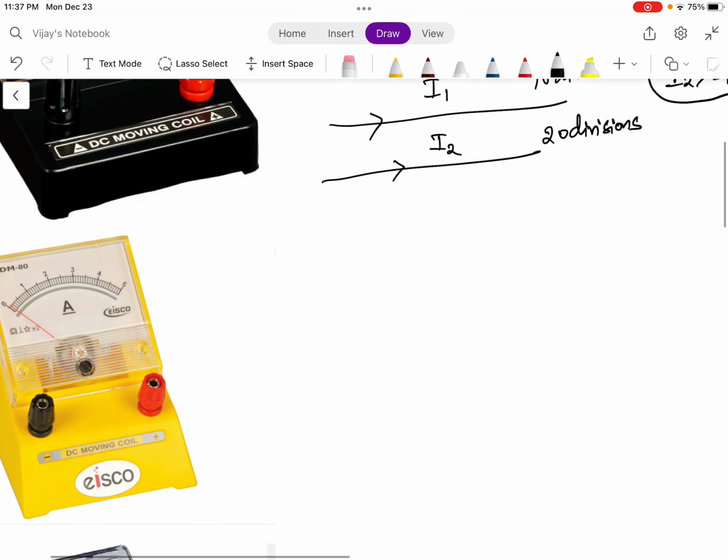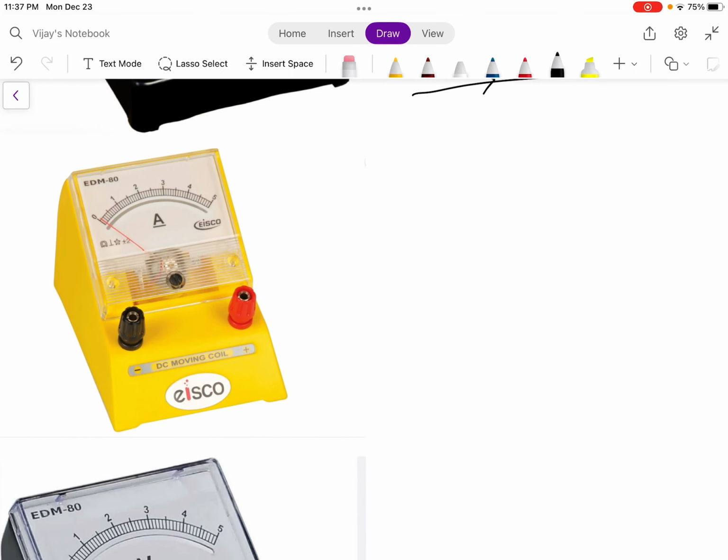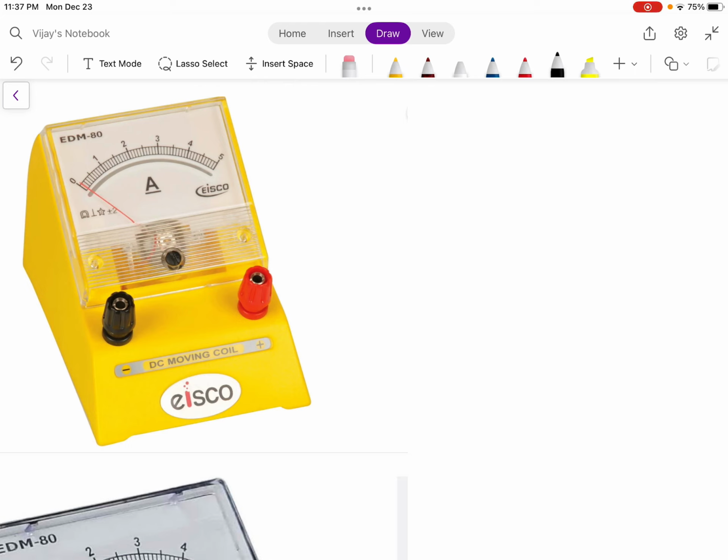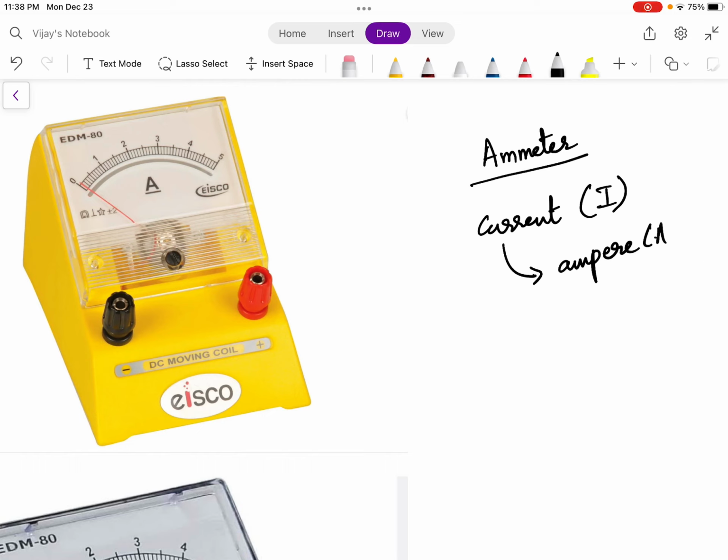Now let's jump to another device called an ammeter. So you can see the diagram here. Ammeter, A is written here. So what is an ammeter? Basically, you know current. What is the symbol for current? The symbol for current is generally I. So current is denoted by capital I. And current is measured in units called ampere. So what is the SI unit of current? Ampere. So an ammeter is basically a device which measures current. So the purpose of an ammeter is to measure current. Now ammeters can be of many types.